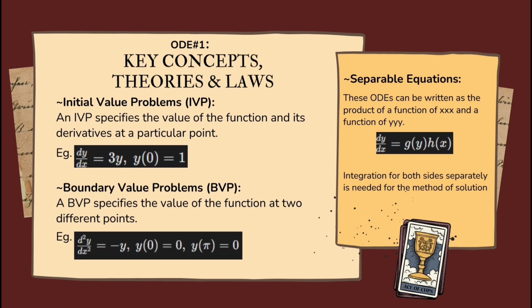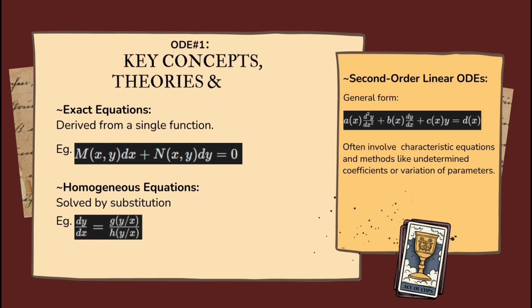Separable equation. These ODEs can be written as the product of a function of x and a function of y. Integration of both sides separately is needed for the method of solution. Exact equation: derived from a single function. Homogeneous equations are solved by substitution. And the last one, second order linear ODEs, often involve a characteristic equation and methods like undetermined coefficients or variation of parameters.